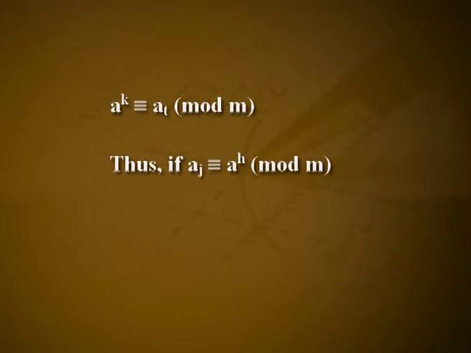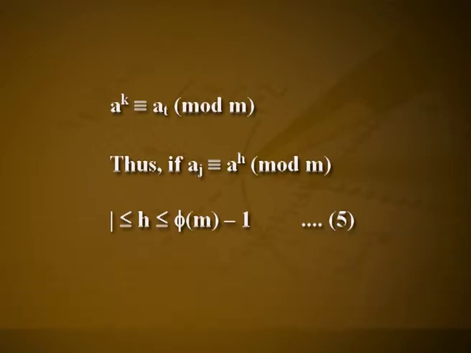Thus, if aj is congruent to a raised to h mod m, 1 less than or equal to h less than or equal to phi of m minus 1, equation number 5, then r is congruent to a raised to h mod m from 4 and 5. Consequently, 1, a, etc., a raised to phi of m minus 1 is a reduced residue system mod m.